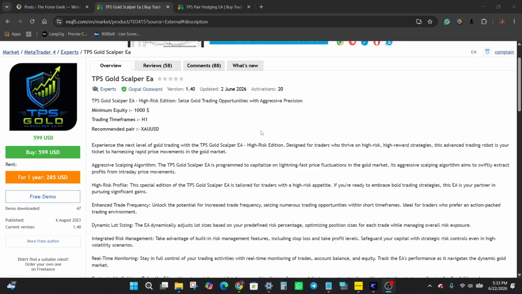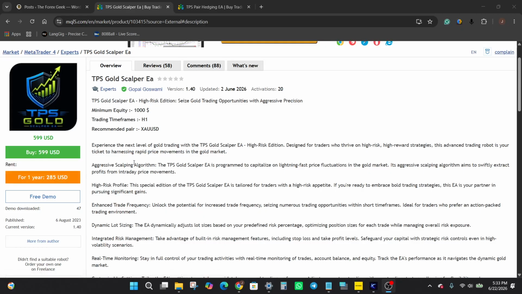Looking at the MQL5 Marketplace page, we can immediately confirm that TPS Gold Scalper EA is an MT4 expert advisor developed by Gopal Goswami. The current version listed is version 1.4, updated on June 2nd, 2026. The purchase price is $599 while a 1-year rental option is available for $285.